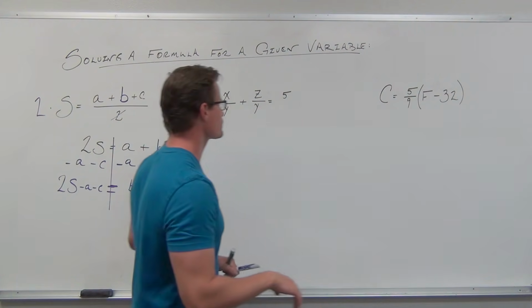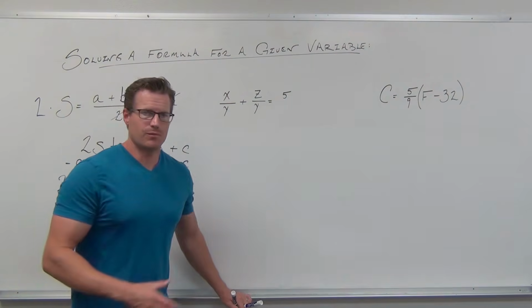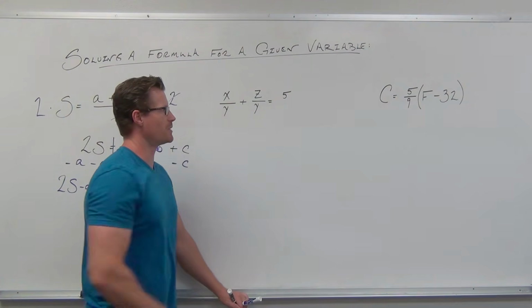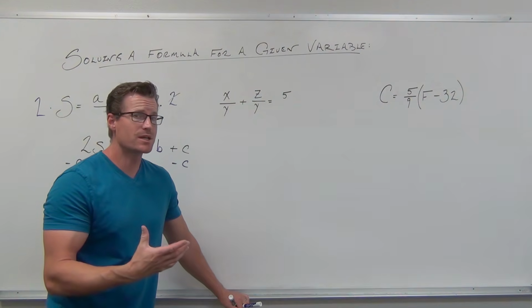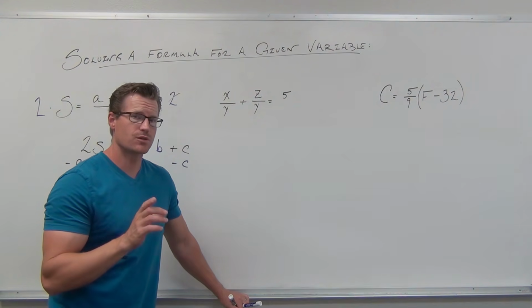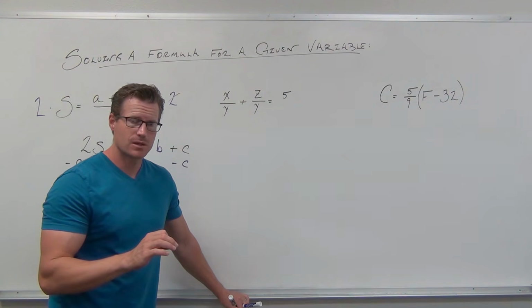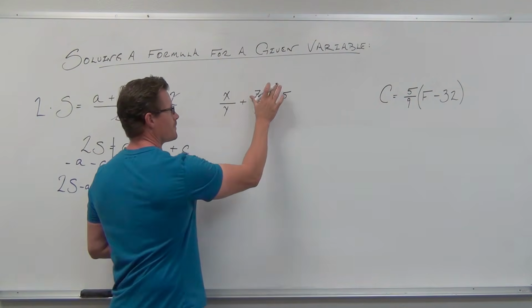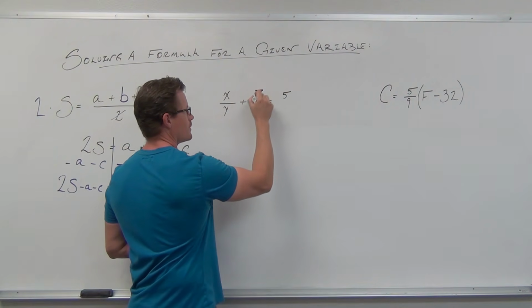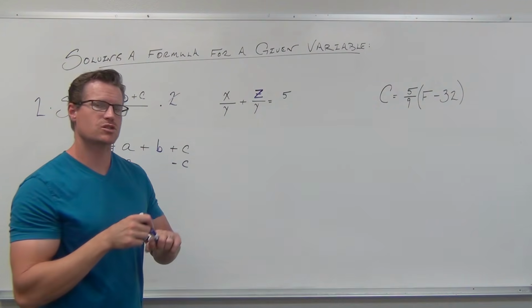Let's try two more. This next one, man, once we talked about this should be jumping off the page to you, what we have first. Now I'm going to tell you what variable to solve for. We're going to solve this for the variable z. So I'm going to erase my z just so I can get a good picture of what's going on.